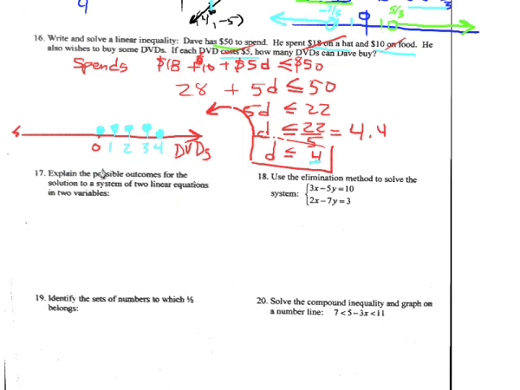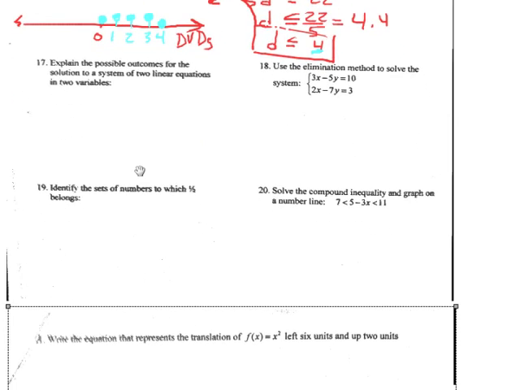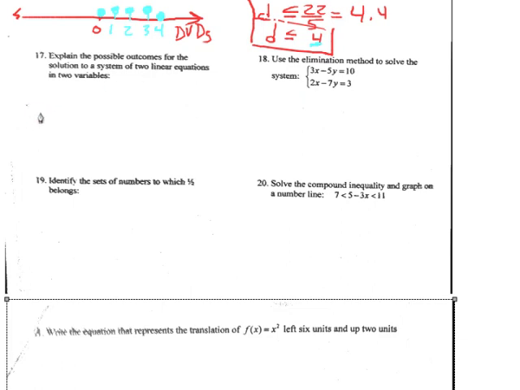Okay. Explain the possible outcomes for the solution to a system of two equations in 2 variables. We've talked about this before. So let's just draw all the different ways we can draw 2 lines. We can have 2 lines that intersect at one point. So that's a possible outcome: 1 intersection. We can have parallel lines, which would be no intersection, which means no solution.